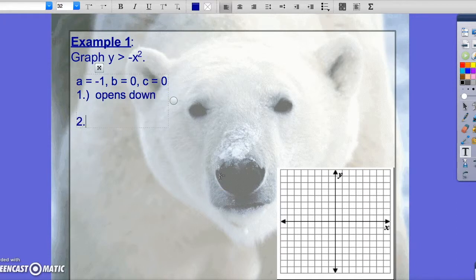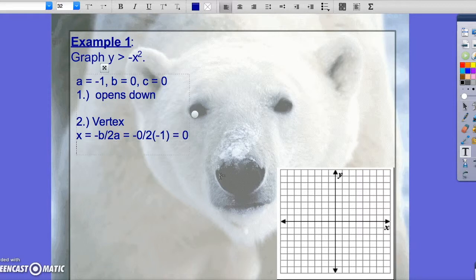Now following along, step 2, we're going to do the vertex. And if you recall back in 4.1, we had to use the formula x equals negative b divided by 2a. Hope you're okay with me writing it sideways like this. So we take our negative b, so it's negative 0, divided by 2 times negative 1. When we evaluate it, we're going to get 0. So the x of the vertex is 0.